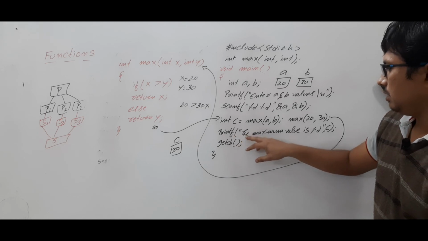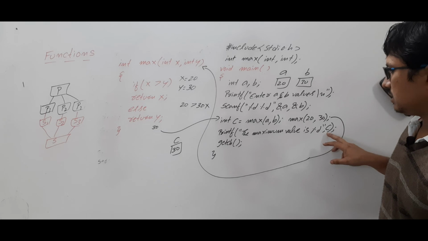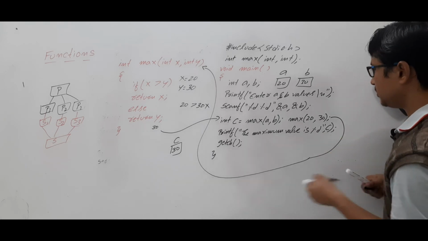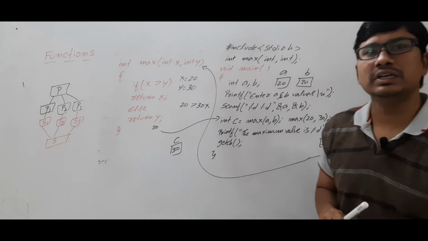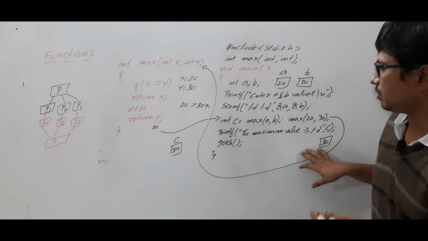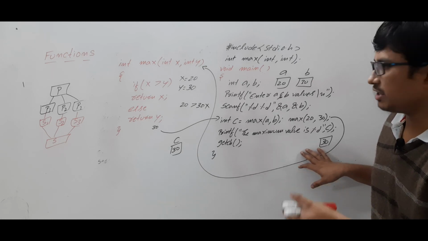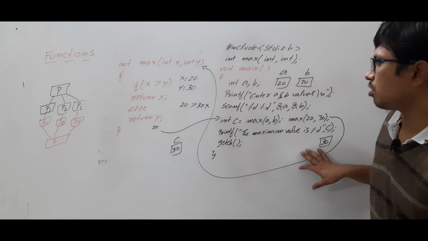So you are writing the maximum value is percentage d, c. So 30 will be displayed. So between 20 and 30, the maximum value is 30. That is what you are telling here. Are you able to understand it or not? Okay. If you have any doubts, please verify it again. If you have any doubts further, you can ask in the comment section.